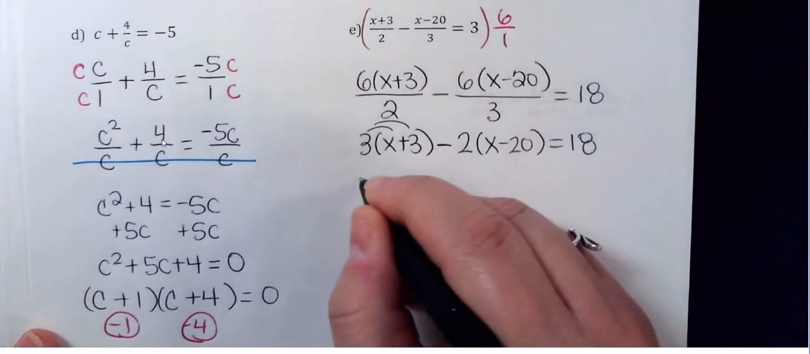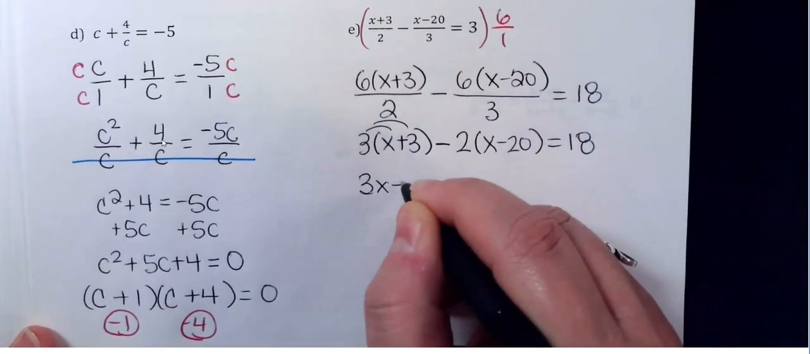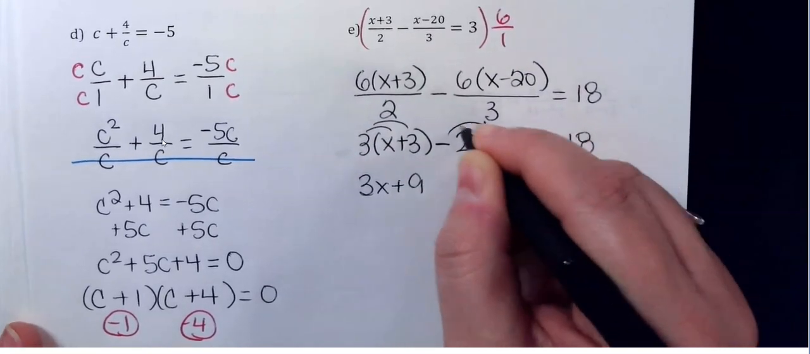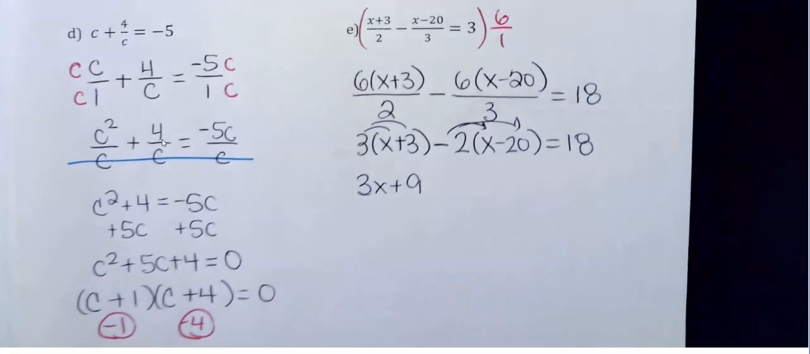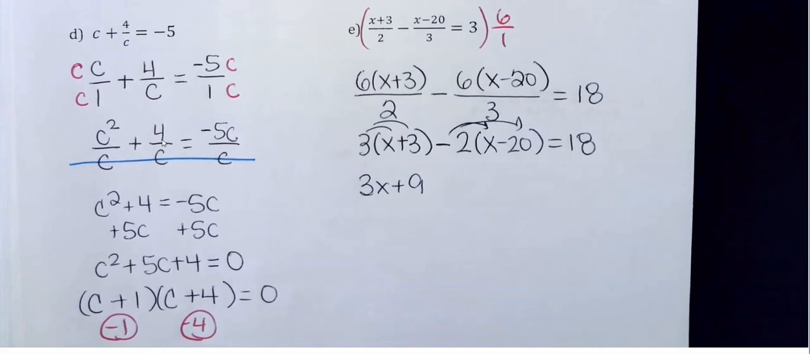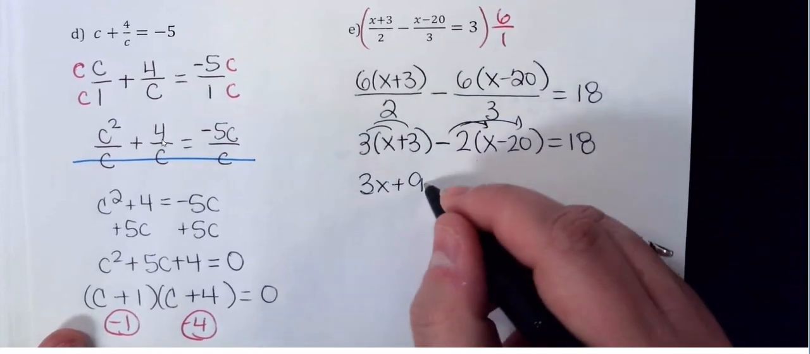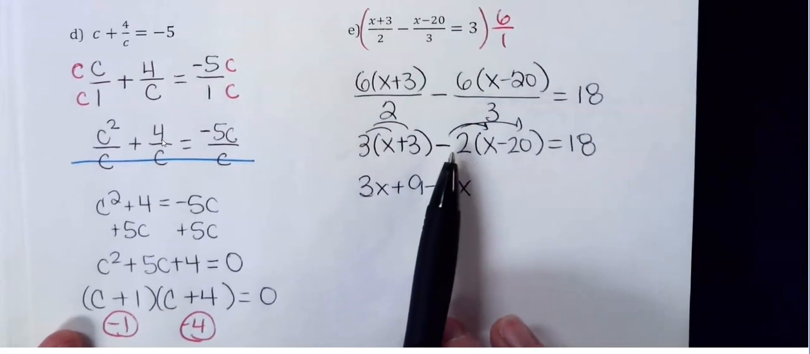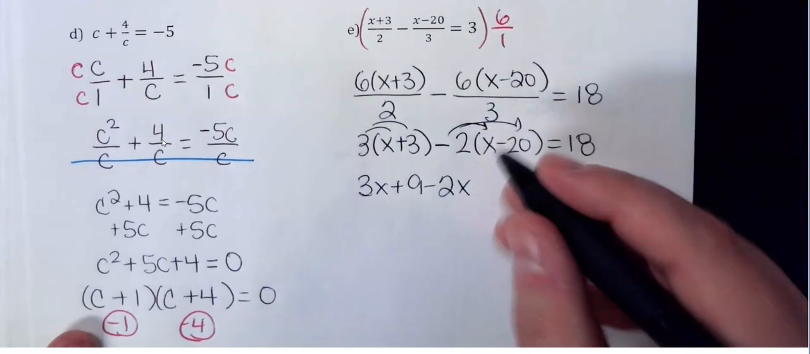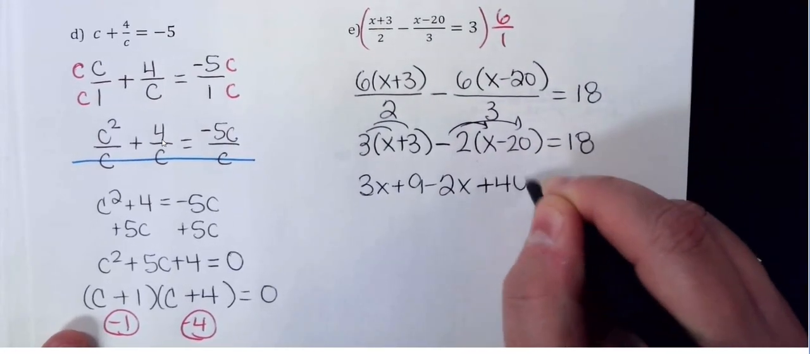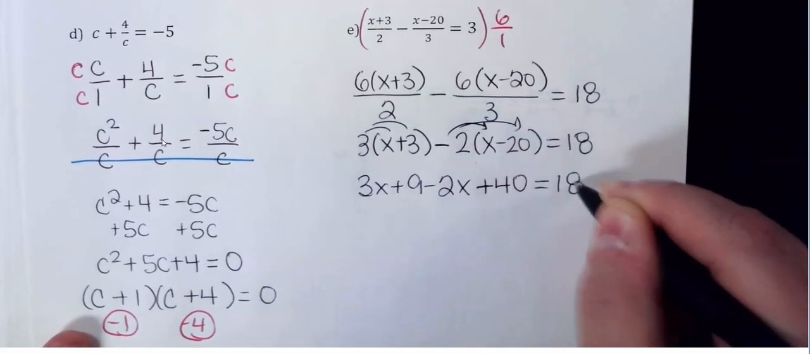So just a little distributive property here. So 3 times x, you got 3x. 3 times 3 is 9. Now, since I'm subtracting in the middle, just distribute that as a -2, and then you're good. That takes care of that subtraction sign. So -2 times x, -2x. Now, -2 times -20 is going to turn into a positive 40. And then I've got this 18 on the other side.